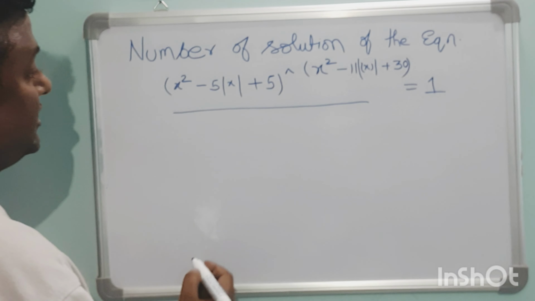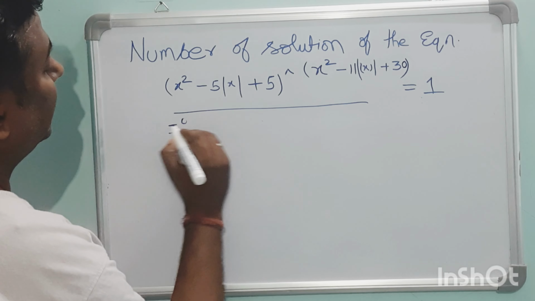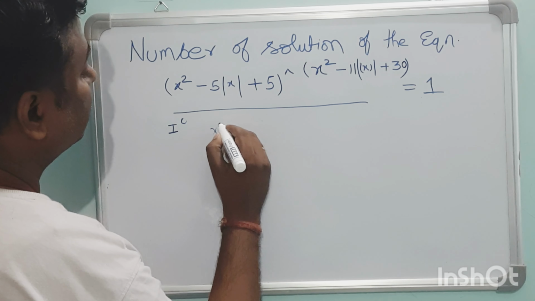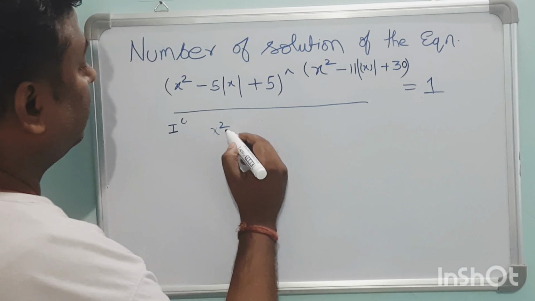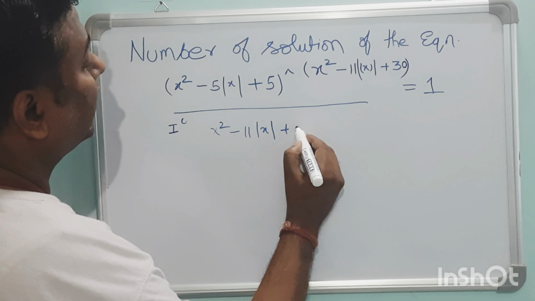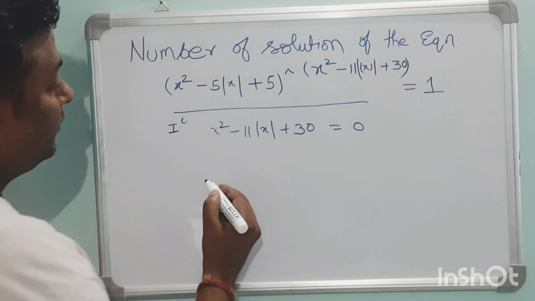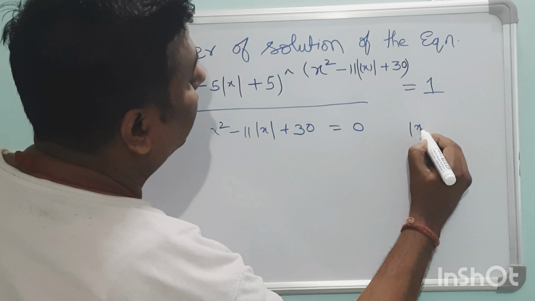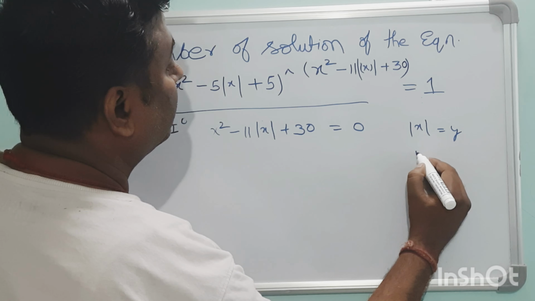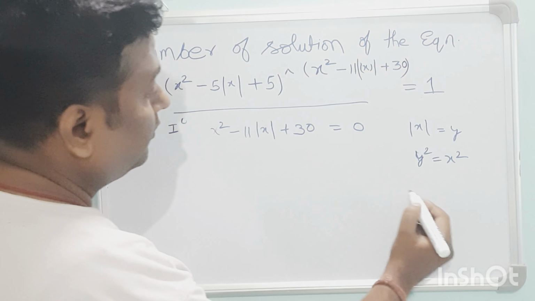Now the first case, where I am going to check integer raised to power 0. So this part, that is the power part, x square minus 11 mod of x plus 30, has to be equal to 0. From here, if I replace mod x with y, then I can say that y square is equal to x square. Why can we say this?